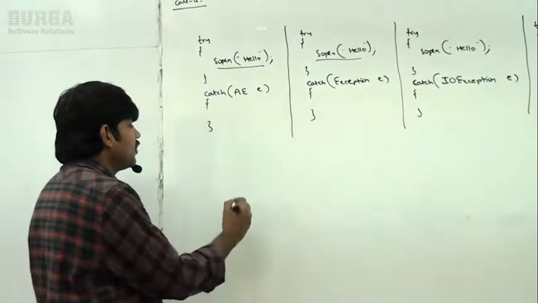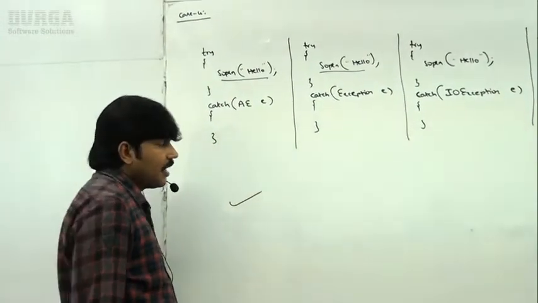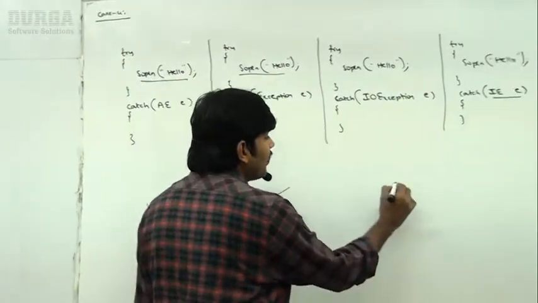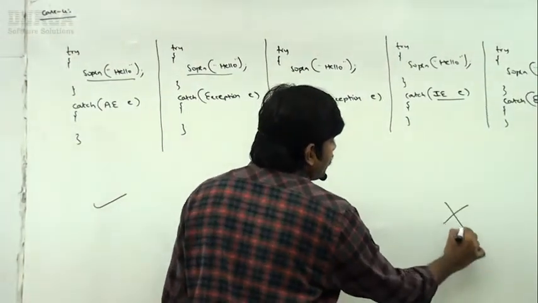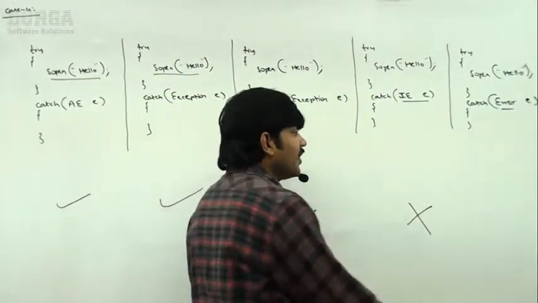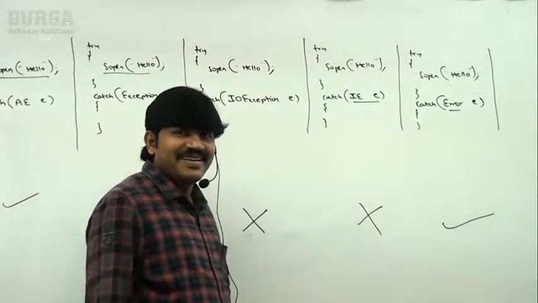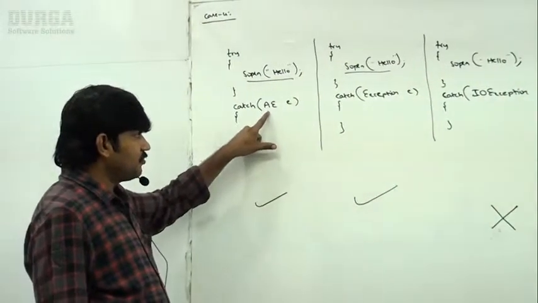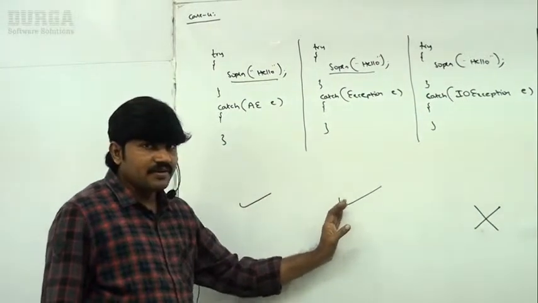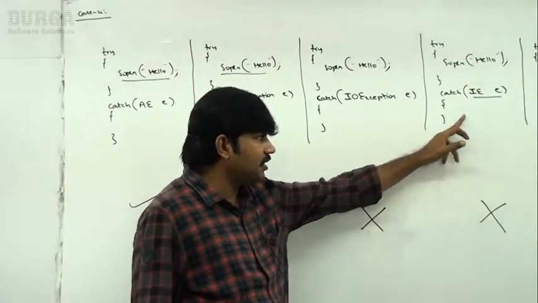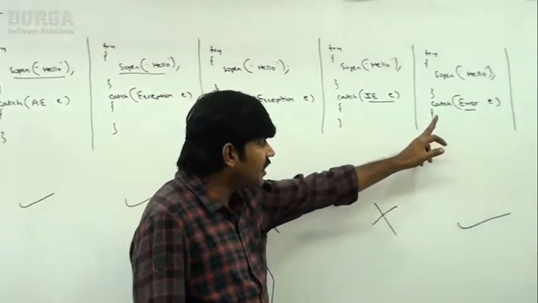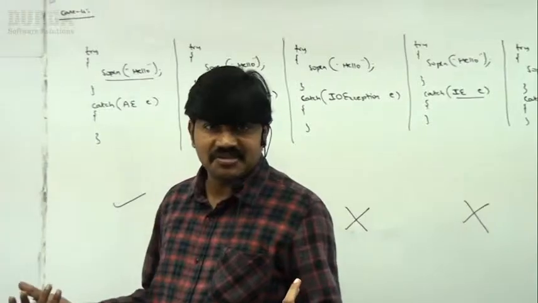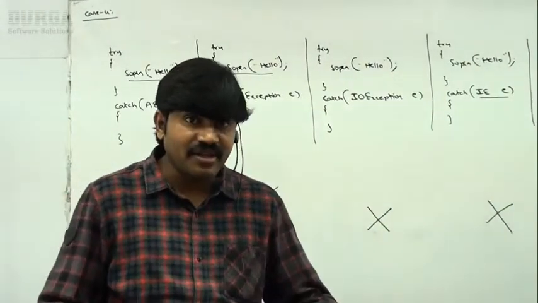The first one, happily the code compiles fine. Second one, happily the code compiles fine. But the third one, the compiler will give a compile time error. Fourth one, compile time error. Fifth one, happily the code compiles fine. I'm providing the hint also. So first two, ArithmeticException and Exception, compile fine. IOException and InterruptedException won't compile. Next, Error, again compiles fine, no problem. What is the reason? Perfectly it is valid.